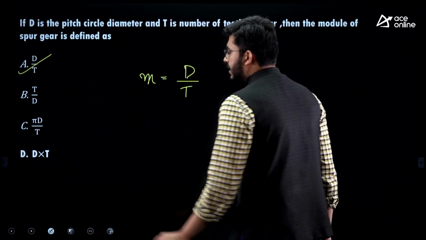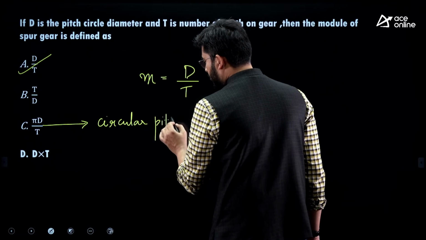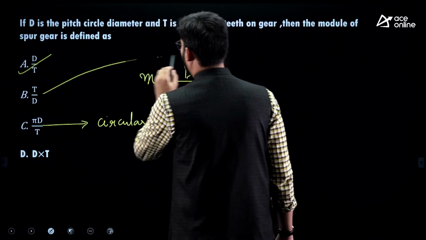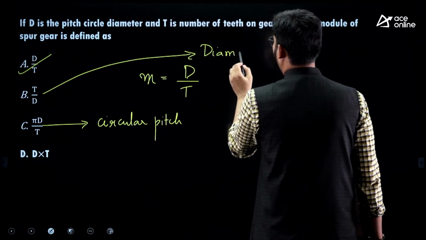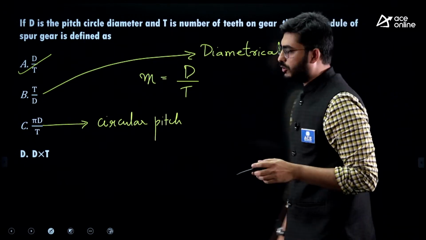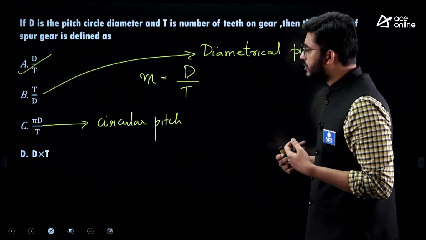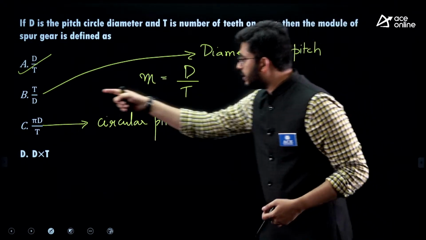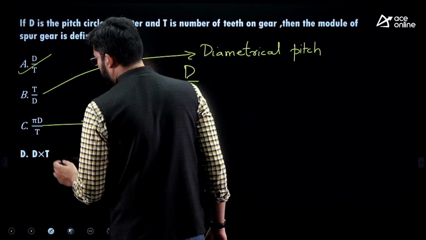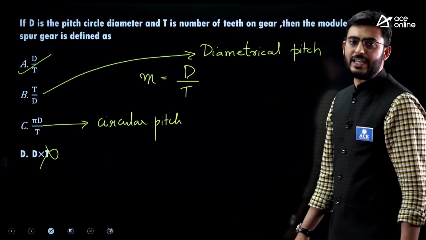So for module we write it this way, and pi D by T, guys, we refer to as circular pitch. And T by D we write as diametrical pitch. This is generally used in the FPS system, that is the foot-pound system, where we use it to designate the number of teeth per inch. And option D says D into T, which is not a correct expression, guys. So as per the question, option A is the answer.